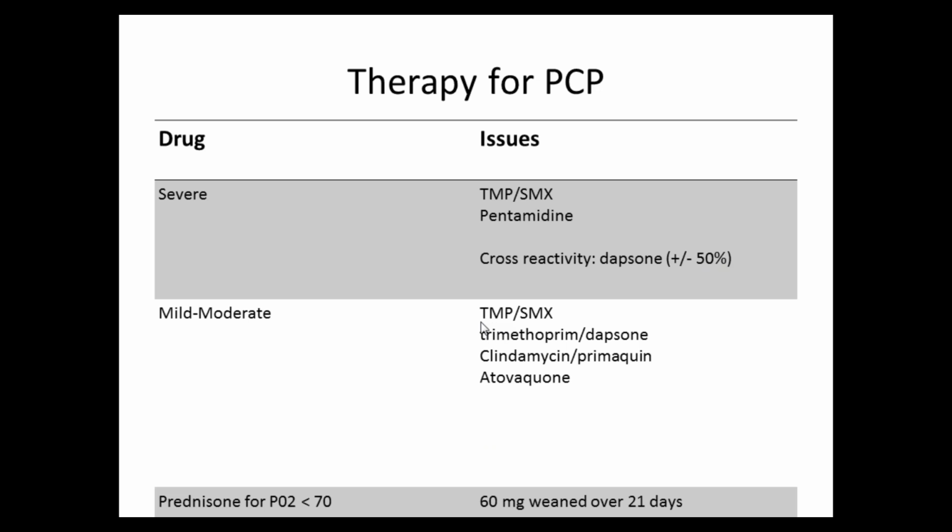So for mild to moderate PCP, and by mild to moderate PCP we'll get to in just a minute, it's the number 1 drug against trimethoprim sulfa. For people who have an allergy, you can use trimethoprim dapsone, you can use clindamycin primaquine, or you can use atovaquone. Now, it used to be that this combination, clindamycin primaquine, in outpatient setting was used a lot because it was dirt cheap, but now the price of primaquine has actually gone up a lot.